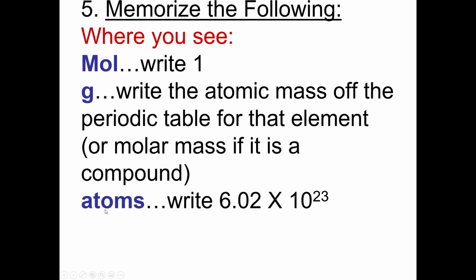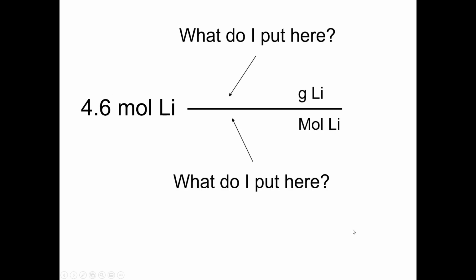And then wherever it says atoms, you're going to write the mole number, which is 6.02 times 10 to the 23rd. So there are 6.02 times 10 to the 23rd atoms in 1 mole. And so for moles you write 1, for grams you write the mass, for atoms you write the mole number.